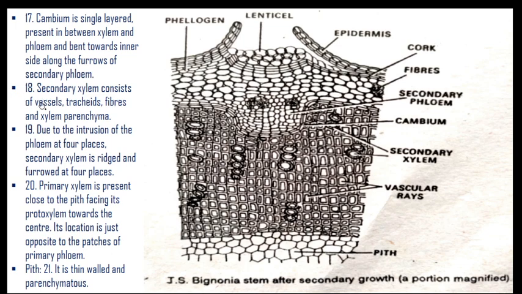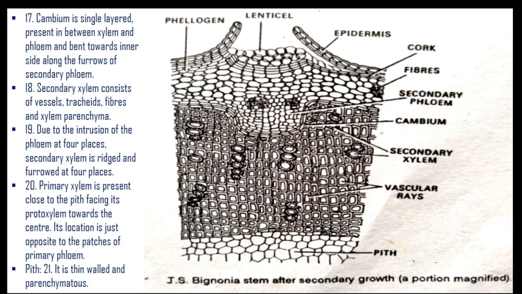Secondary xylem consists of vessels, tracheids, fibers and xylem parenchyma. These are the most important elements of a xylem, and due to the intrusion of the phloem at 4 places, secondary xylem is ridged and furrowed at 4 different places.